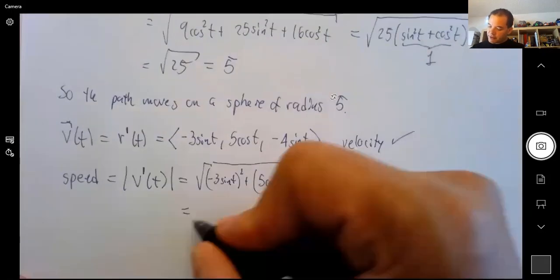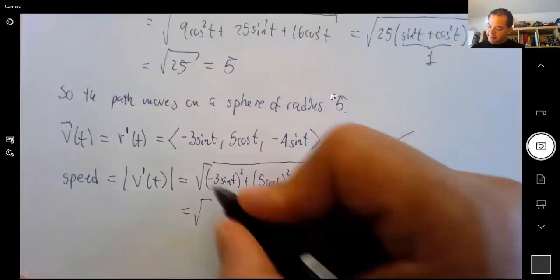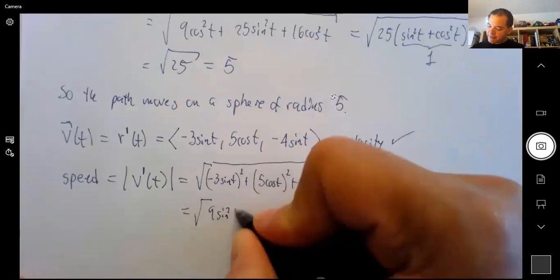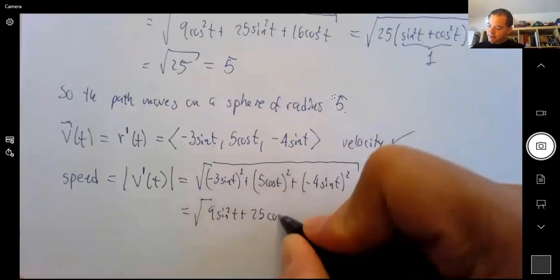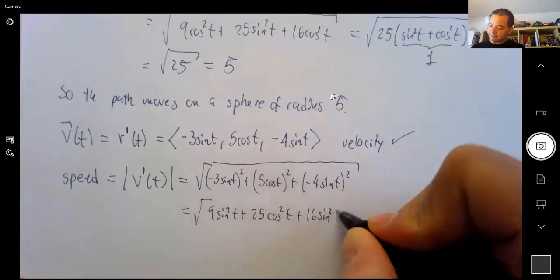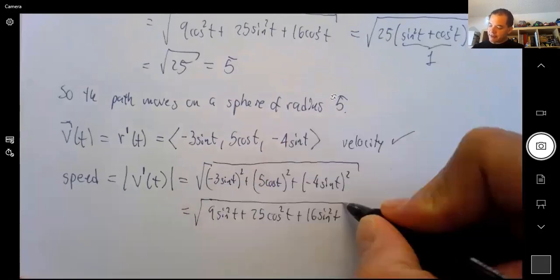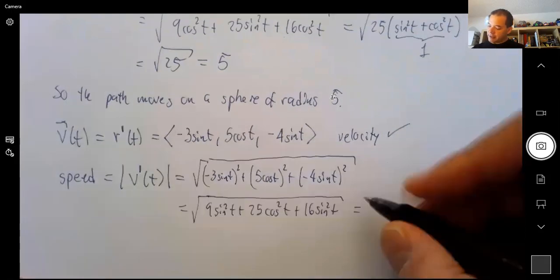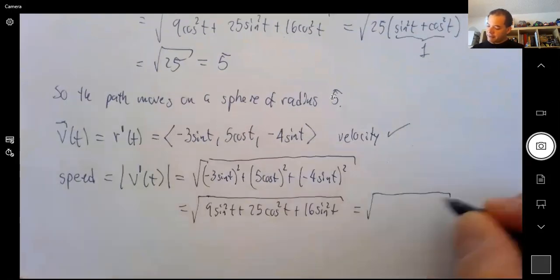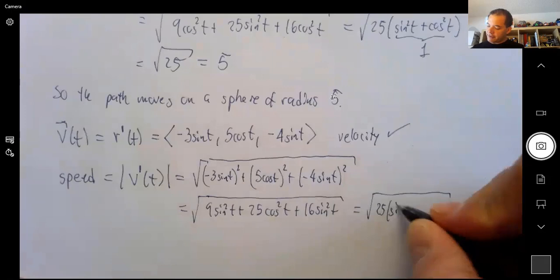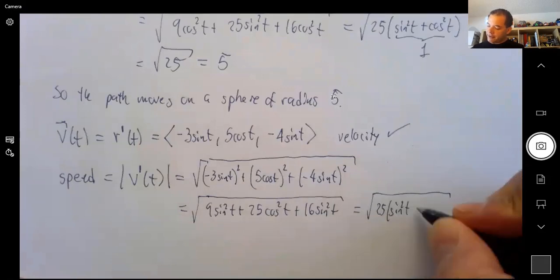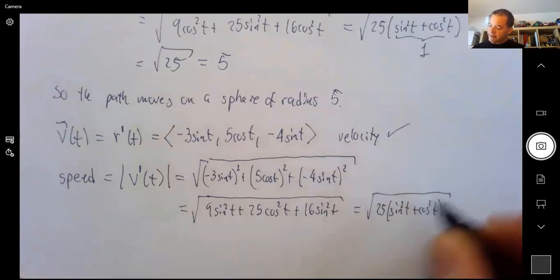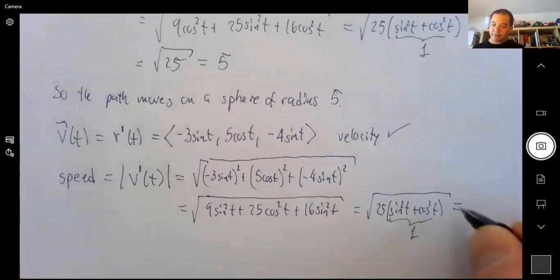This is the square root of 9 sine square plus 25 cosine square plus 16 sine square. And then 16 and 9 is 25. Again, we sort of were lucky that way. So this is sine square plus cosine square, which again is 1. So this is the square root of 25, which is 5.